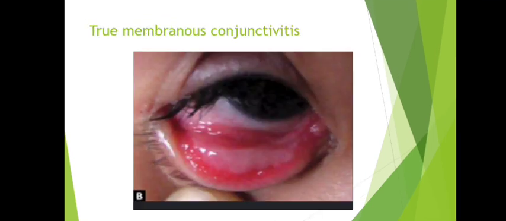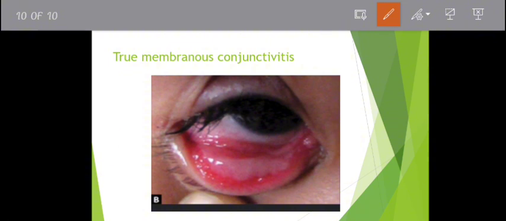Now go to true membranous conjunctivitis. Let's see the difference. There the membrane is loosely attached, but here it is firmly attached. I think this is a severe case, because in true membranous conjunctivitis it is hard to see the membrane like this. Here is also redness and discharge. When we remove this, there will be bleeding. Of course there will be bleeding. After that we have to put antibiotic ointment.